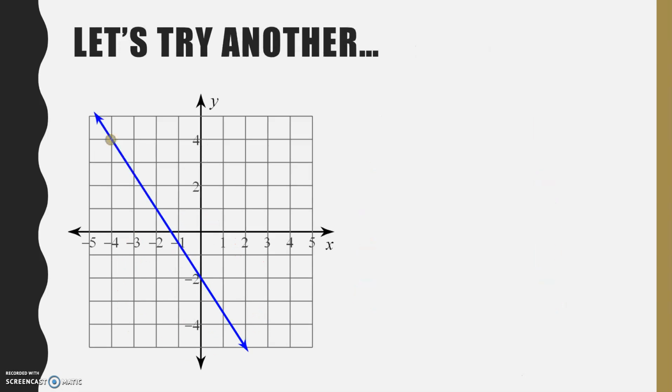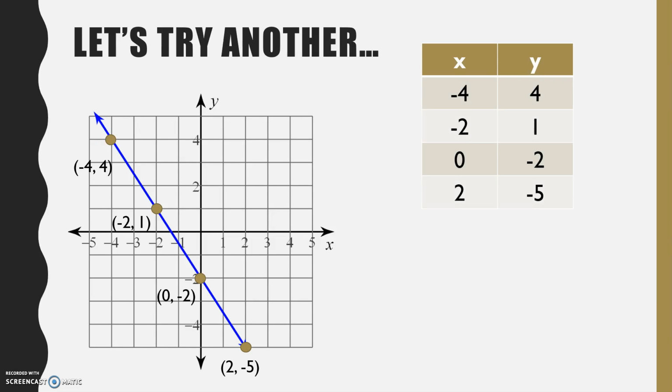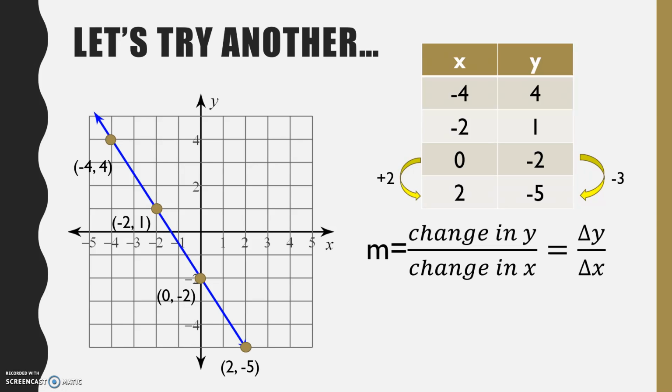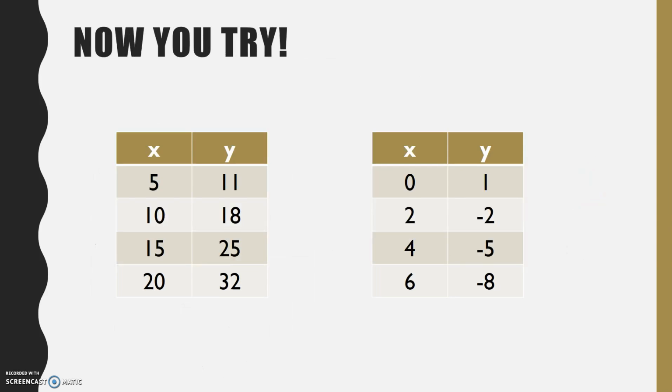Let's try another one, same deal. So what I see here is a table of values, which would essentially be the points on this graph, and I just look at how the y values are changing from number to number. So I can see that the y values from -2 to -5 decrease by 3. And if I look at the x values, they're increasing by 2. And again, remember, it's the change in y over the change in x. And so my fraction will be -3/2. Go ahead and pause and try this problem here.